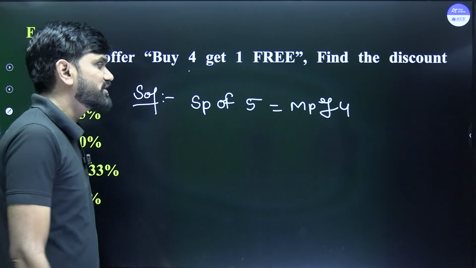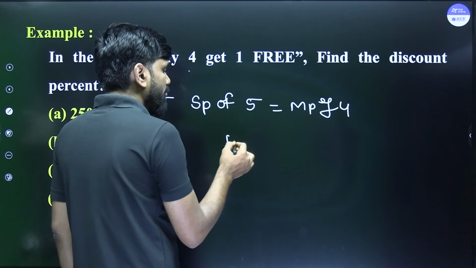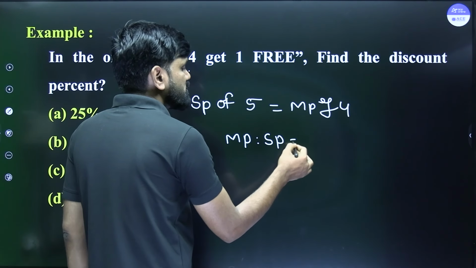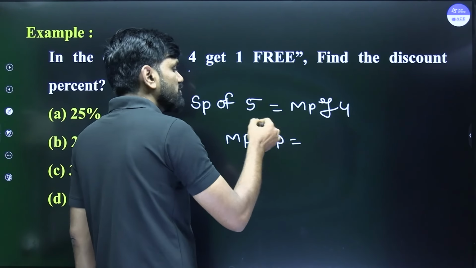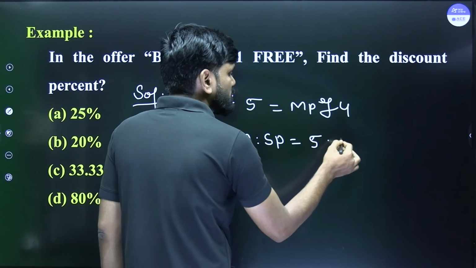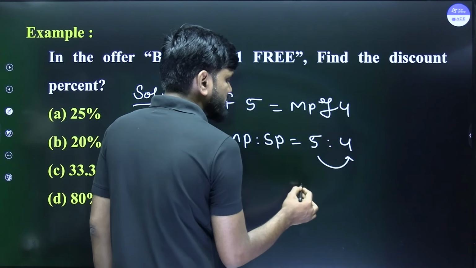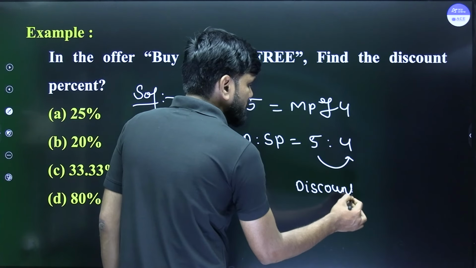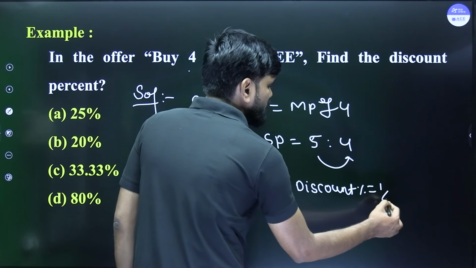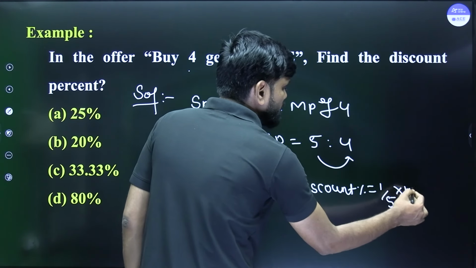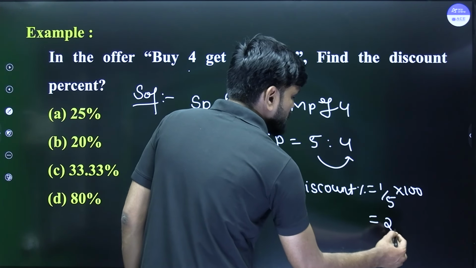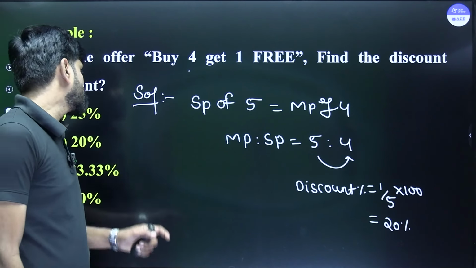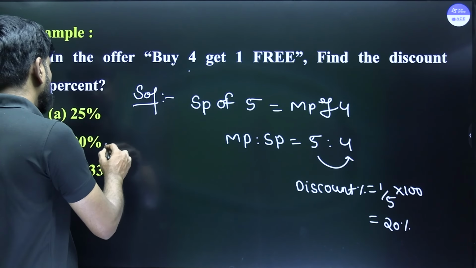That's all. Once you get this, you will get the ratio of MP and SP. Ratio of market price to selling price, MP by SP, is equal to 5 by 4. 5 is to 4. He is asking you for discount percent. What is the discount over here? Discount over here is 1 for every 5. To convert that into percentage, multiply it with 100. That gives you how much, dear? 20%. So discount is 20% here.